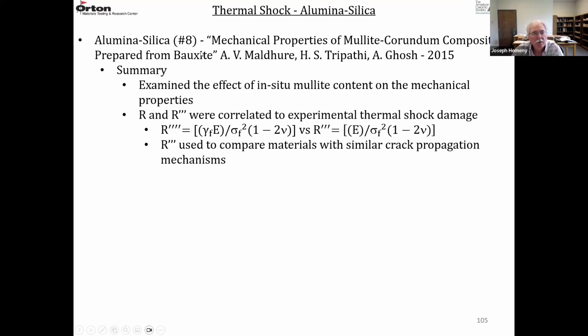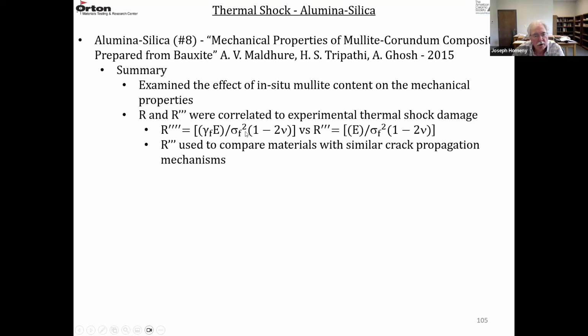And then the fourth paper, mechanical properties of mullite corundum composites. These were prepared from different bauxites. So they were looking at the effect of in situ mullite content on mechanical properties. A bauxite will form mullite if you have silica present. R and R3 prime were correlated to experimental thermal shock damage.